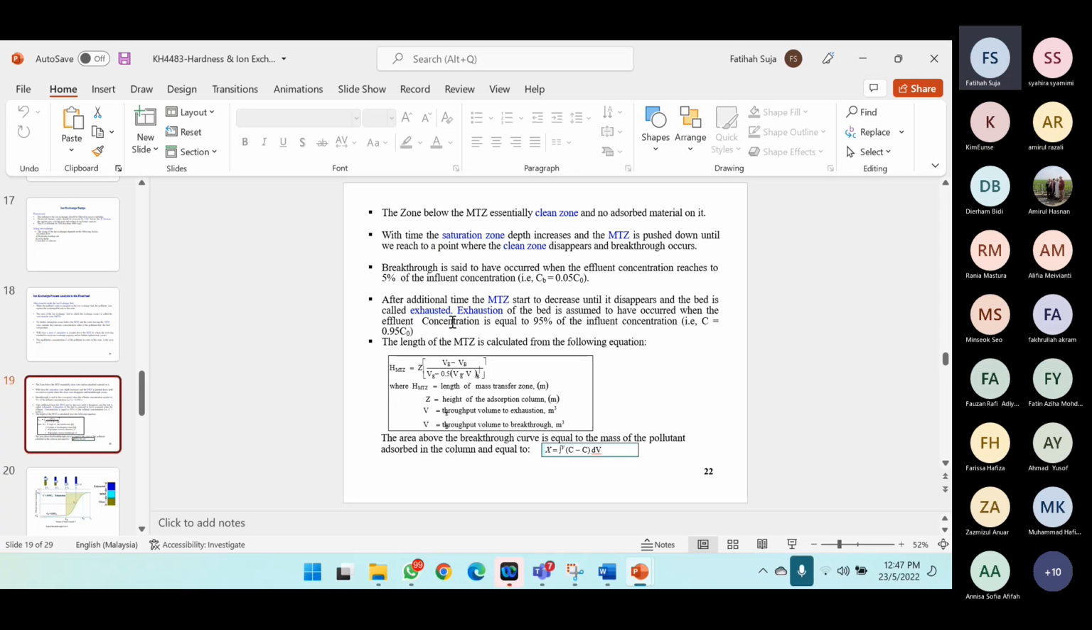The length of the MTZ is calculated from the following equation. So you can just use this equation to do the calculation. The area above the breakthrough curve is equal to the mass of pollutant adsorbed in the column. So if you want to know the length of the MTZ, you can use this equation.